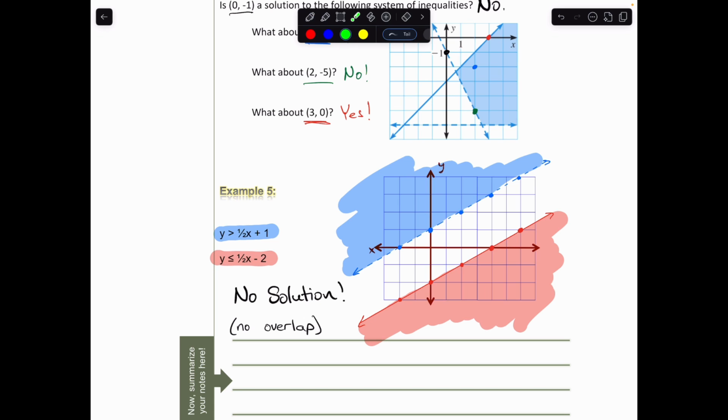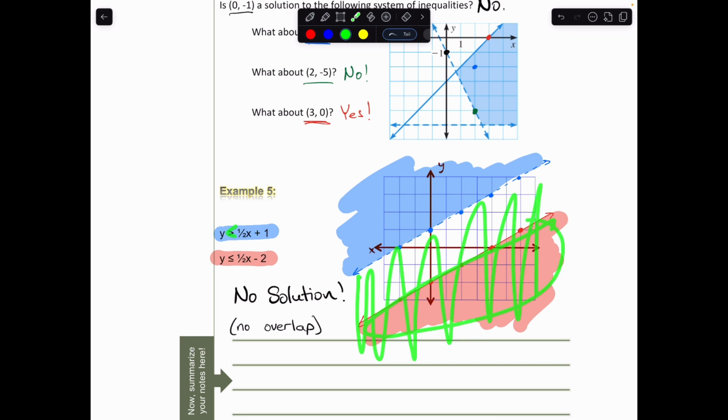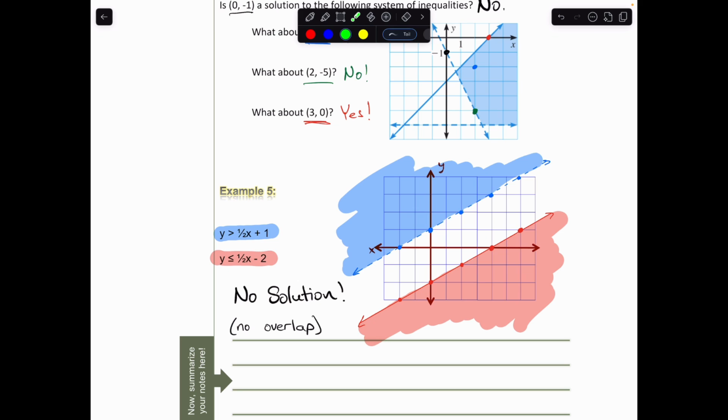I would like to point out that you can still have parallel lines when you graph inequalities and still have a solution, because if I switch this to less than and shaded below the blue line, then all the stuff in red would also be shaded in blue and you'd have a solution. But in this case, we shaded above the blue line and below the red line. There's nothing that is shaded in both blue and red, so there's no solution.